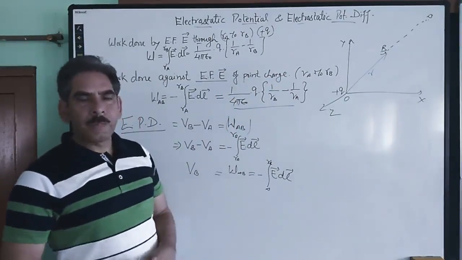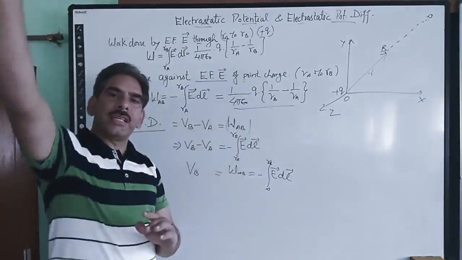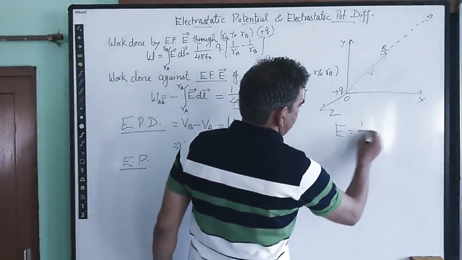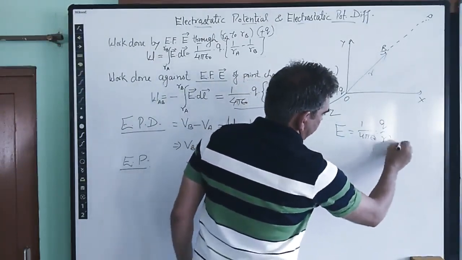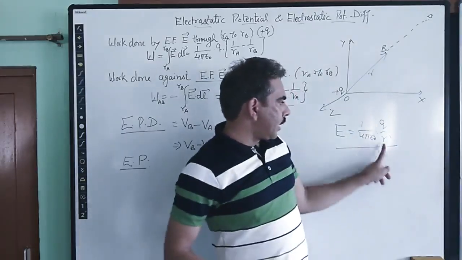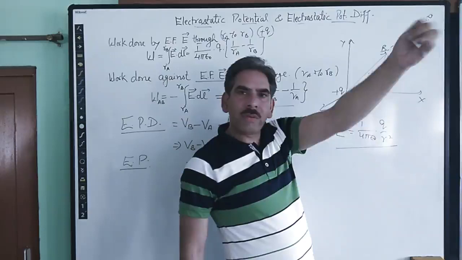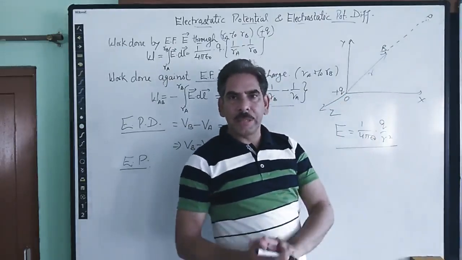Taking infinity means the electric field of the given charge plus Q will be 0 only at infinity. We know the expression for the electric field of the given charge, which is 1 upon 4 pi epsilon naught into Q upon R square. So that expression simply says that R may increase, it may be whatsoever large, but the electric field can never be 0, howsoever weak it may be.